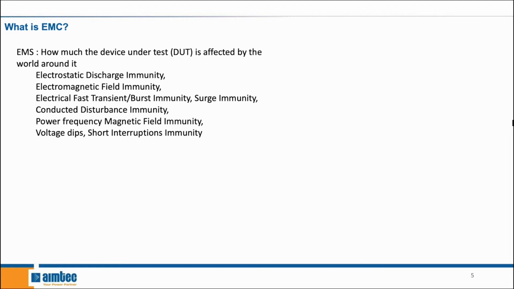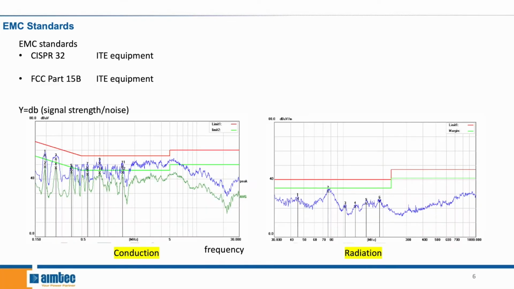The next one is electrical fast transient burst immunity, or surge immunity. Power surges happen all the time, and sometimes they can be very detrimental to the power supply. Surge immunity will tell us how well the power supply can withstand surges. Conducted disturbance immunity is noise that gets to the component in a conducted fashion. The power frequency magnetic field immunity test is to test how well the DUT can handle the magnetic fields at AC mains frequencies. Voltage dips and short interruptions immunity will tell us how the component will perform if voltage dips or short interruptions occur.